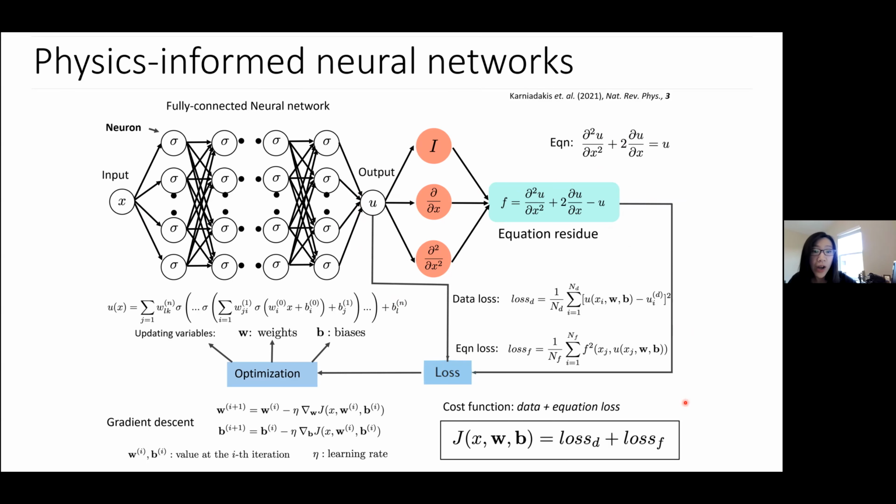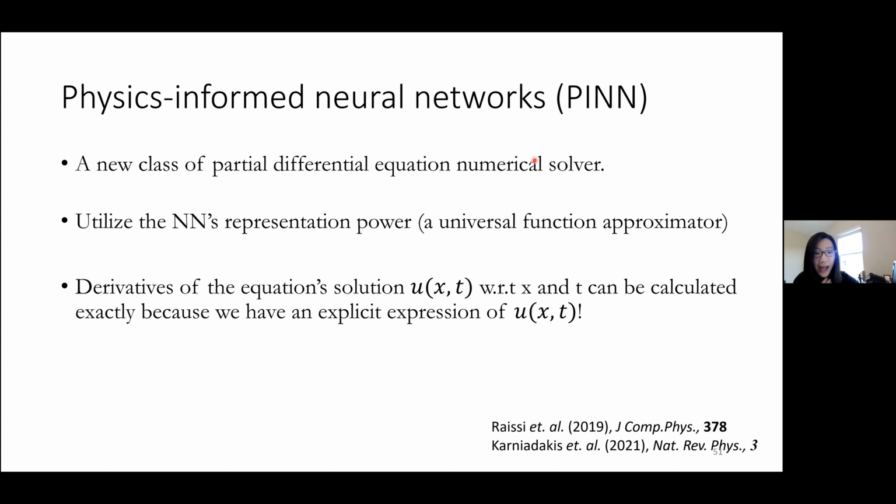And now in the cost function, we include both the data as well as the equations. So throughout the training iterations, the neural network tries to find the weights and biases that minimize the loss, so that the prediction of the neural network not only satisfies the equations, but is also consistent with the observations. So a neural network that minimizes the cost function is an approximate solution of the differential equation. All right, so in summary, the physics-informed neural network is a class of differential equation numerical solver.